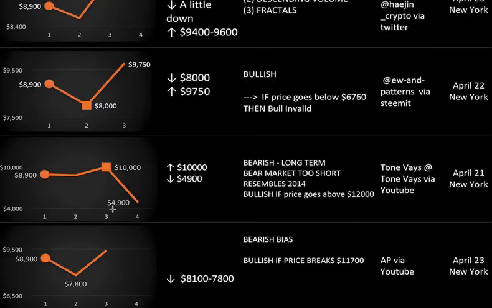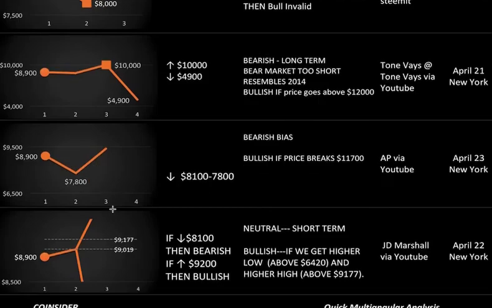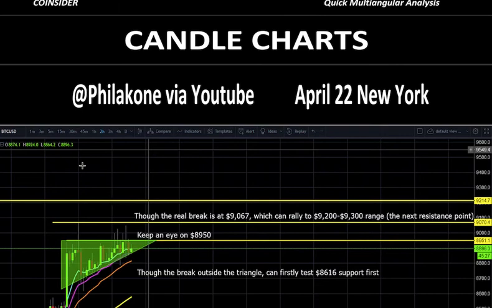So that was our 6 analysts in the details of their prediction and reasoning. We're going to go into their candle charts now, which is their charts. If that was good enough for you, the previous section, prediction and reasoning, we'll see you tomorrow. If you want the details of the analyst, we're going to go into it now.